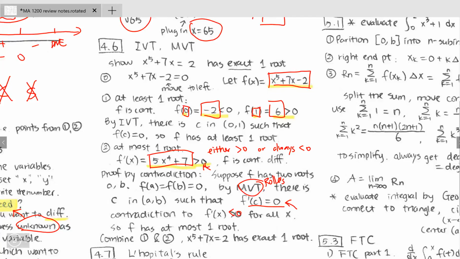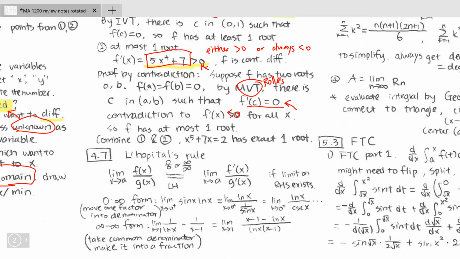And the second type of problem is where you show the function satisfies the conditions of the mean value theorem, and you want to find the points which are guaranteed to exist by the mean value theorem. So please look at section 4.6 notes for more detail.